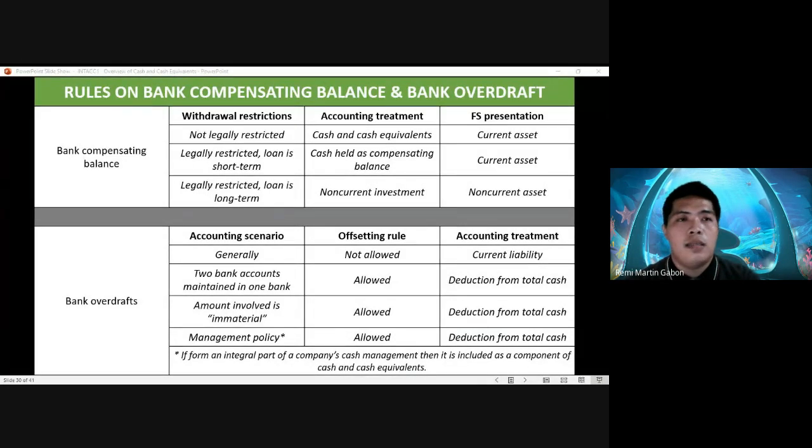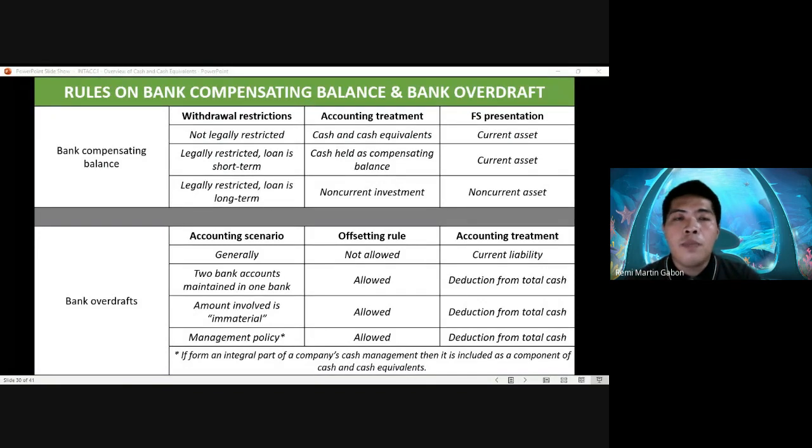Okay, nonetheless, let's proceed. Usually, legally restricted ang condition sa tawag nito na bank compensating balance. The reason for that, bakit siya restricted? Yun nga, the purpose of the bank compensating balance is to maintain the account, or for the account not to be closed. Okay? Yung treatment for the bank compensating balance under a legally restricted condition will depend if the related loan is short-term or long-term.